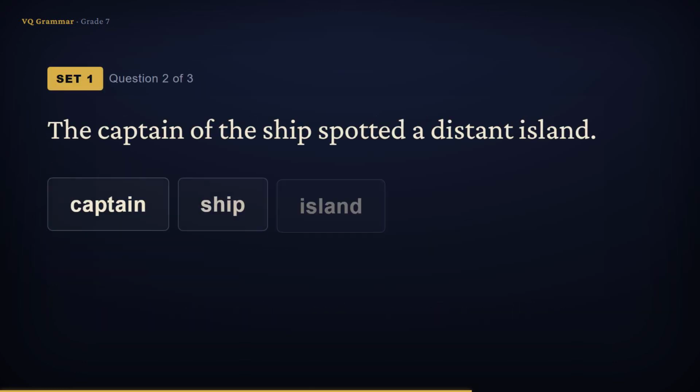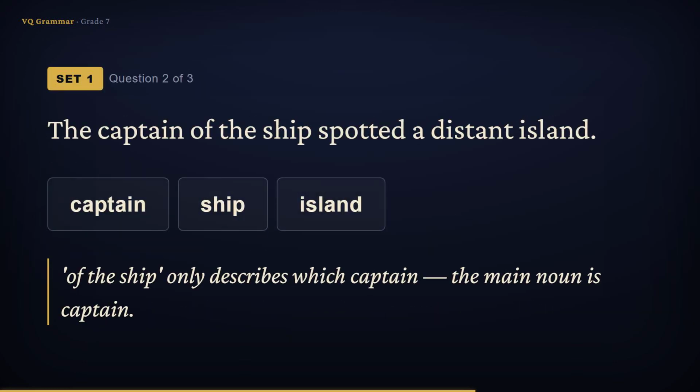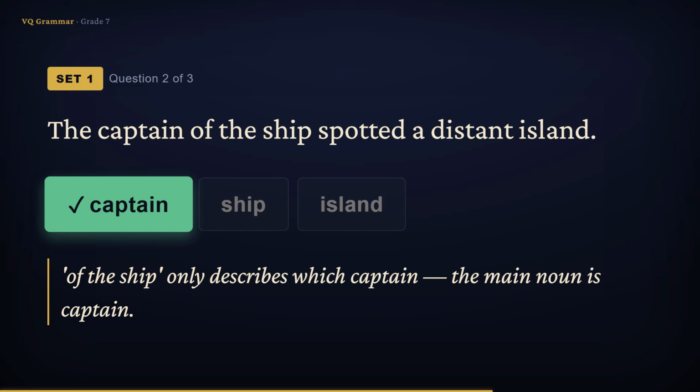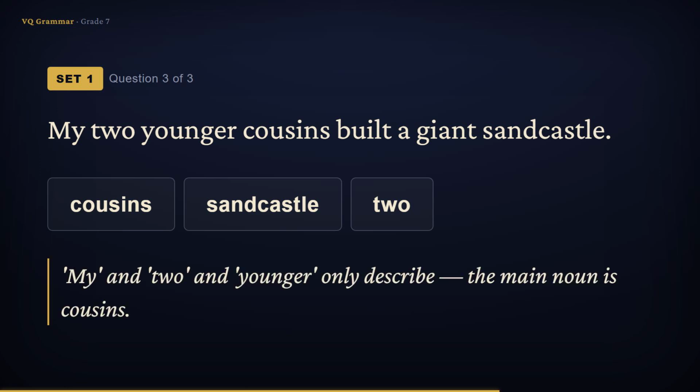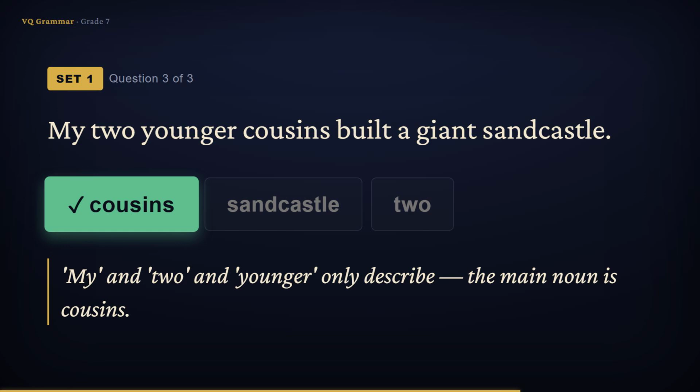The captain of the ship spotted a distant island. Careful here, the words of the ship tell you which captain, but the sentence is about the captain, not the ship. Strip the extra words away, and the one main noun is captain, so the answer is captain. My two younger cousins built a giant sandcastle. The words my, two, and younger just describe, so strip them away. The one main noun is cousins, the people the sentence is about. Sandcastle is over in the predicate, so the answer is cousins.